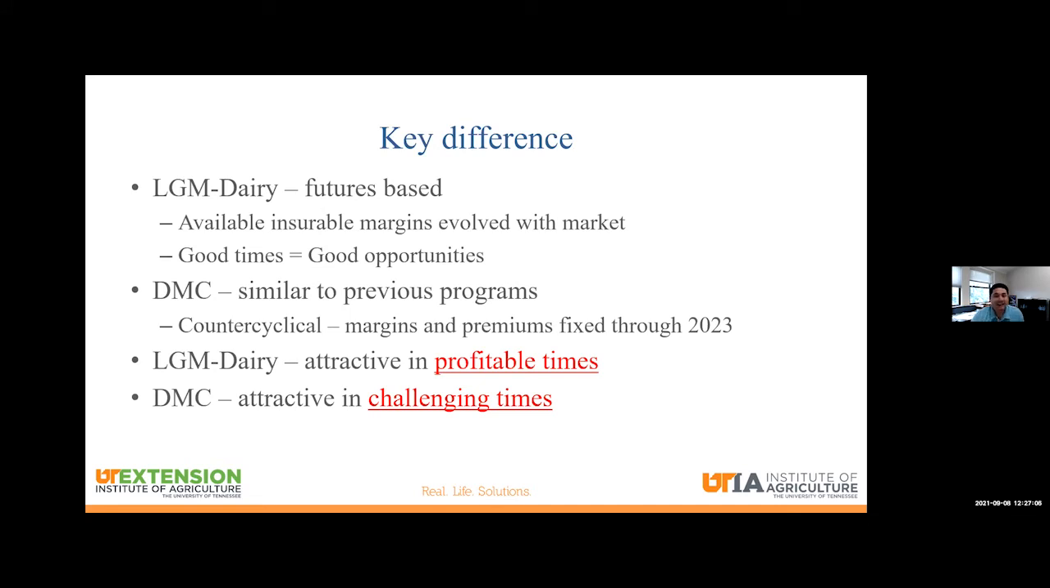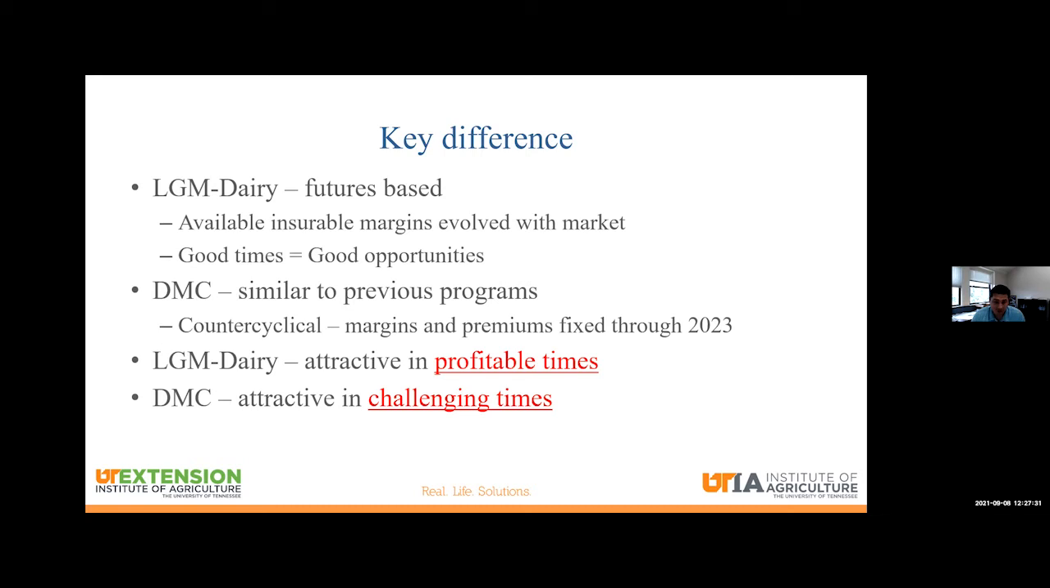So what I want to highlight is that the key differences are that the LGM dairy is futures-based and uses the futures prices. It's an insurance program that's available from insurance agents. But what we want to highlight in this situation is that it evolves with the market. If it's bad, it's going to turn bad with it. If it's good, it's going to be good with it. So good times equals good opportunities.